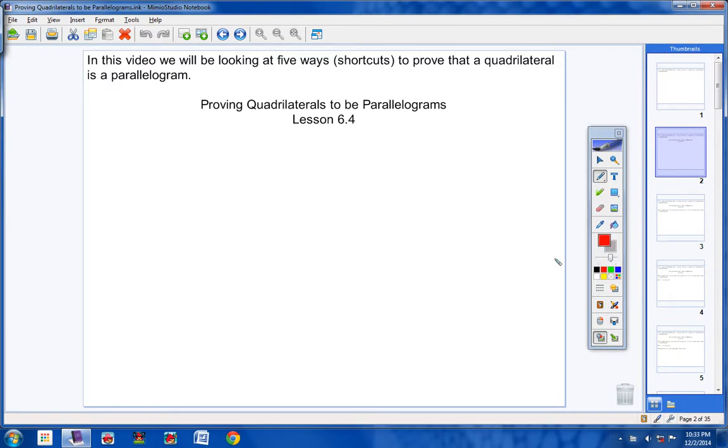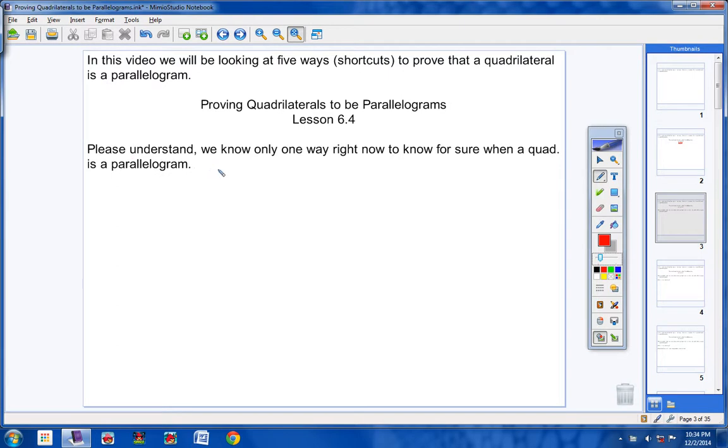Go ahead and copy that down in your notes if you would, please, and be sure to include today's date. Alright? Okay, let's continue on.